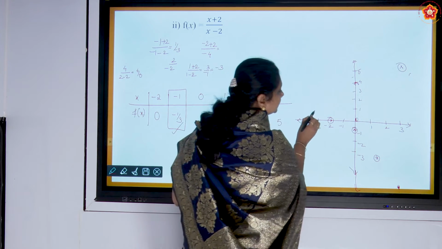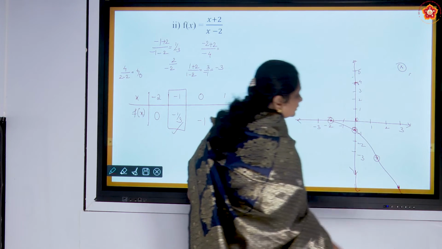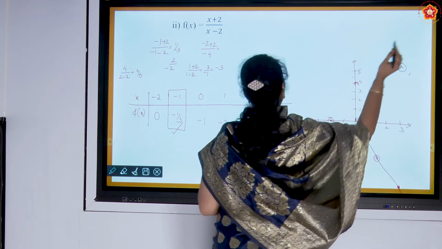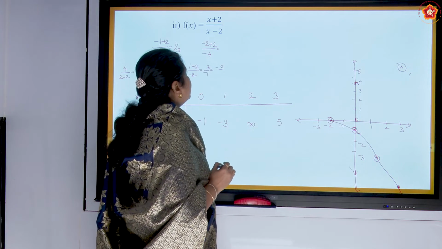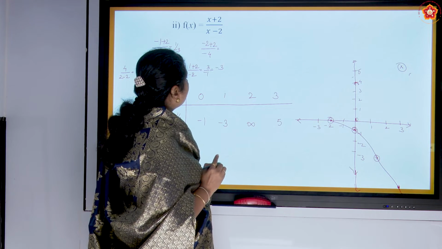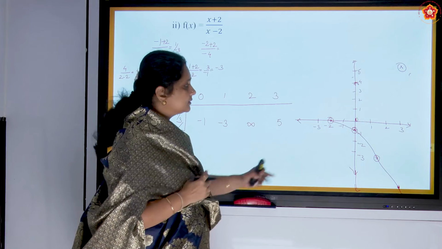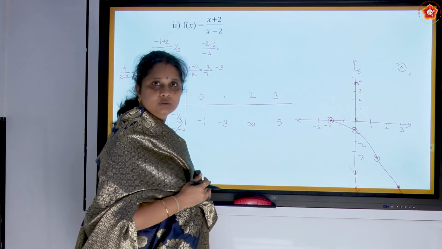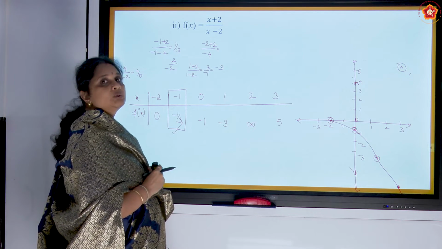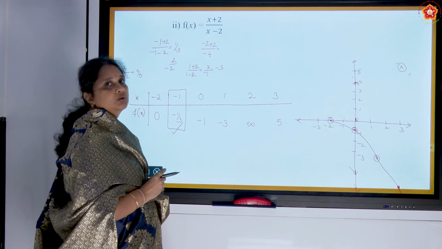So obviously you can see that there is a break, and then from here you're going to start again. When I put my 3 there, it becomes 5 by 1, it's 5. So again 3 comma 5, from there it starts. Obviously you can see that there's a discontinuity there. So this f of x equal to x plus 2 by x minus 2 is not continuous at x equal to 2.